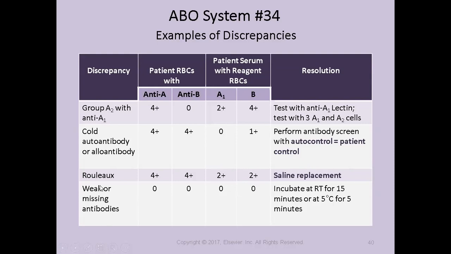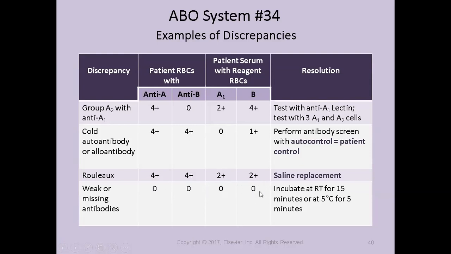Weaker, missing antibodies. Oh man, look at this. So forward typing, no antigens here, looks like type O. However, we expect type O to have anti-A and anti-B, and there's nothing here. They're typing like an AB. So what do we want to do? We want to suspect, antigens usually aren't missing, that there could be missing antibodies here.